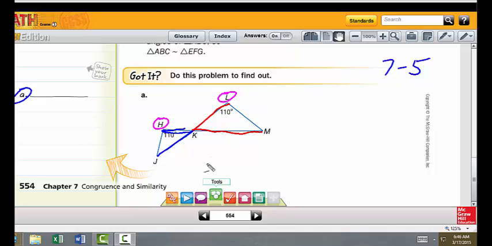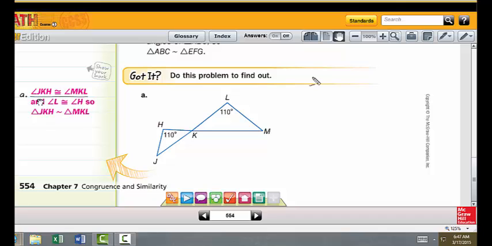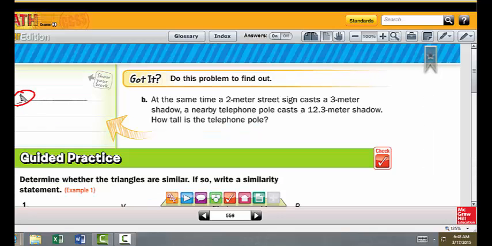Therefore we know that these are similar triangles. And we can say that triangle JKH is similar to MKL. So let's turn this on and you can see this. So we've got the first angle, the three-letter angle that we talked about, congruent to the other, and then of course H and L congruent, and therefore we know that the two triangles are similar. All right, let's try letter B.